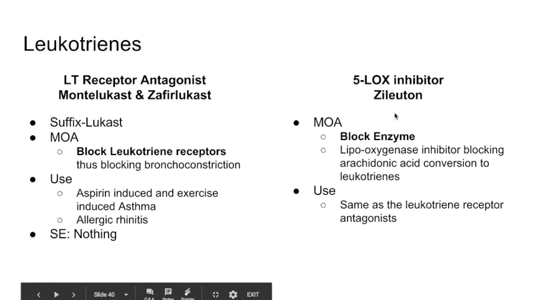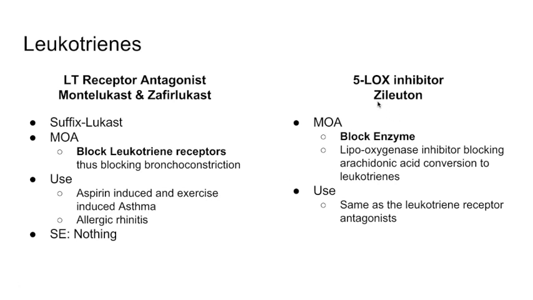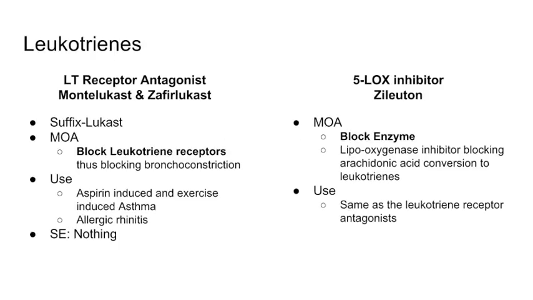The second agent that you can use is an enzyme inhibitor, what we talked about earlier. It's called zileuton, and it's a 5-lipoxygenase inhibitor, and that just blocks the enzyme, blocks the arachidonic acid conversion to leukotrienes. Pretty self-explanatory as we had talked earlier, and it also has the same use as the leukotriene receptor antagonist. So that really ends the discussion for the prostaglandins and the leukotrienes.